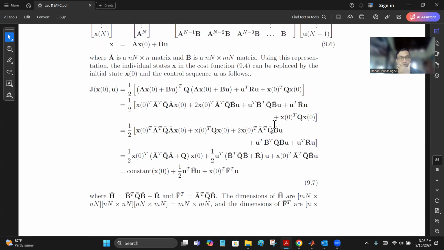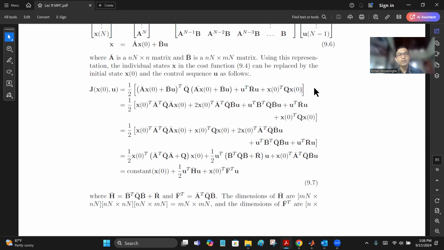Right. So this is what we get when you do that. So this is x transpose Q bar x. Okay. Then the rest remains the same: U transpose R bar U. So these two elements are the same two elements in the cost function without any change. What we've done is we just substitute for x from this equation, right?